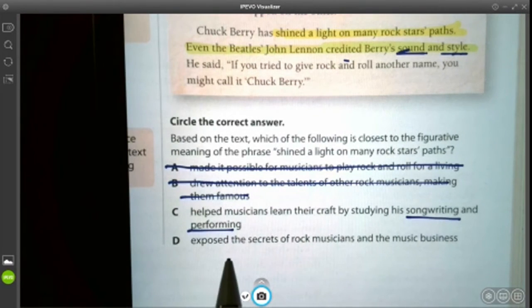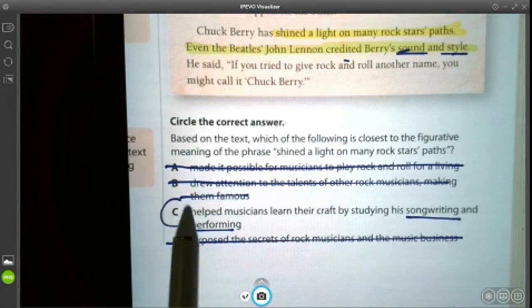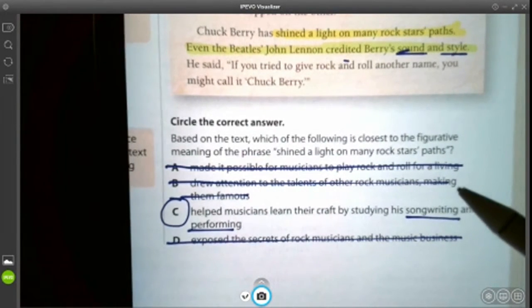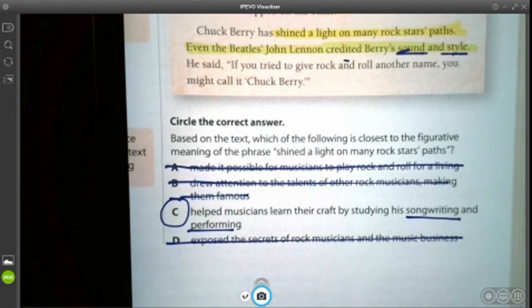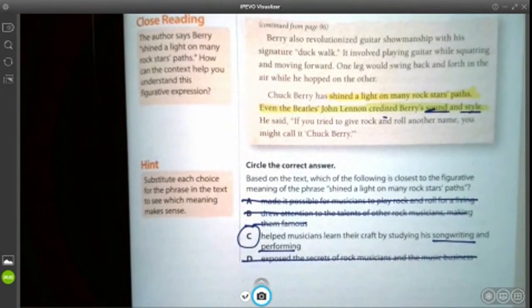Chuck Berry exposed the secrets of rock musicians in the music business. This article didn't really talk about exposing any secrets, so that's not the correct answer either. This is the best choice right here because of our context clues of how John Lennon credited the sound and style. Chuck Berry shined a light on many rock stars' paths, and one of those rock stars is John Lennon. Okay, so that context helped me figure out the answer.